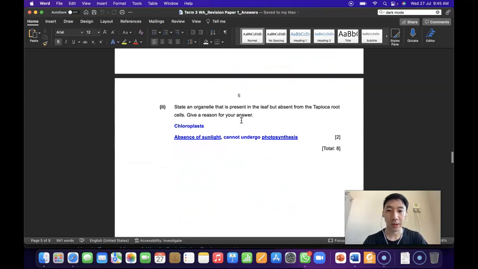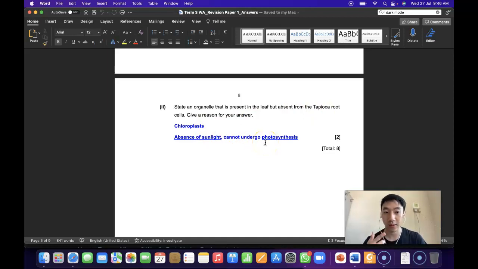Okay, let's talk about the organelle that is present in the leaf but absent from the tapioca root. In the leaf, you ask yourself, why is the leaf green? That's because the leaf has chloroplast. The chloroplast contains chlorophyll and is able to do photosynthesis. But in the roots, it's underground, there is no sunlight, and so there's no need for it to have chloroplast because it cannot do photosynthesis.